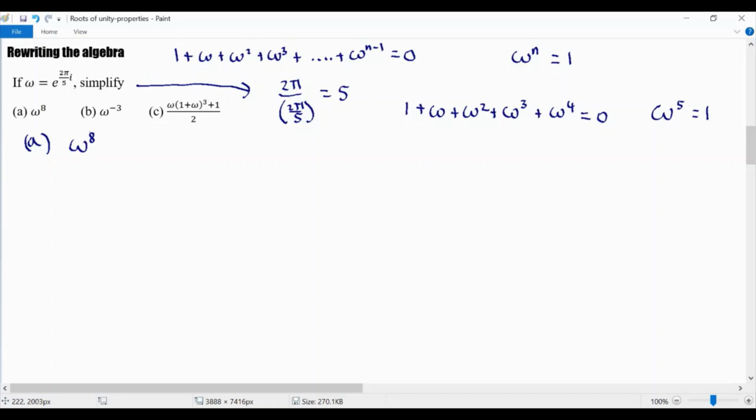Sometimes you might have to leave it like that, but in this case, we don't, because we know that omega to the 5 equals 1. So we know that this, by index laws, could be rewritten as omega to the 5 times omega cubed. And as we know omega to the 5 is 1, that's why I decided to split it up this way. It's therefore technically just 1 times omega cubed, and therefore omega to the power of 8 can be written more simply as omega to the power of 3.